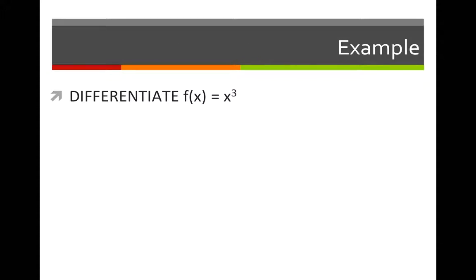So let's take a look at an example. We're going to differentiate f of x. In this case, it's x cubed. So we're going to take f prime of x. You've got to remember that the word differentiate means take the derivative. And we're going to take the limit as h approaches 0 of f of x plus h minus f of x all over h.